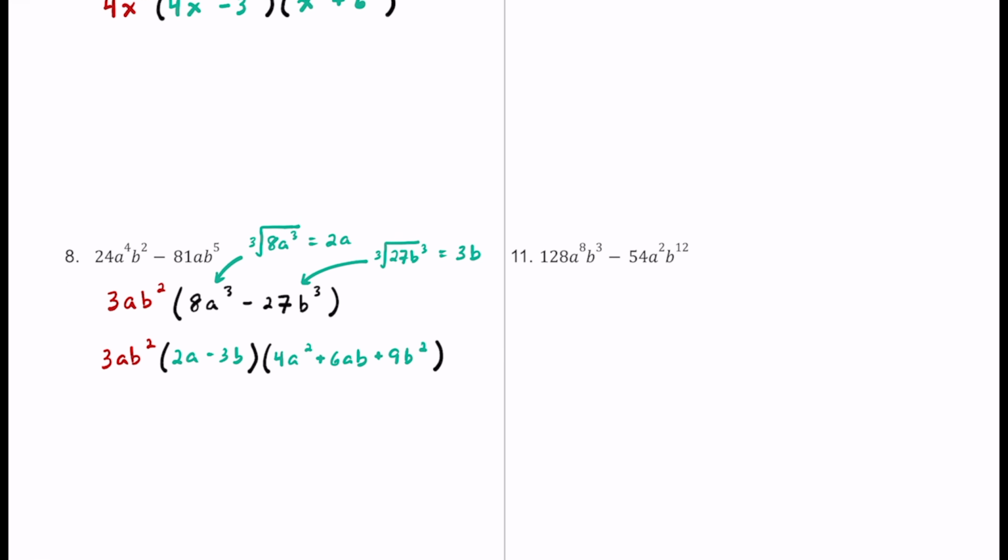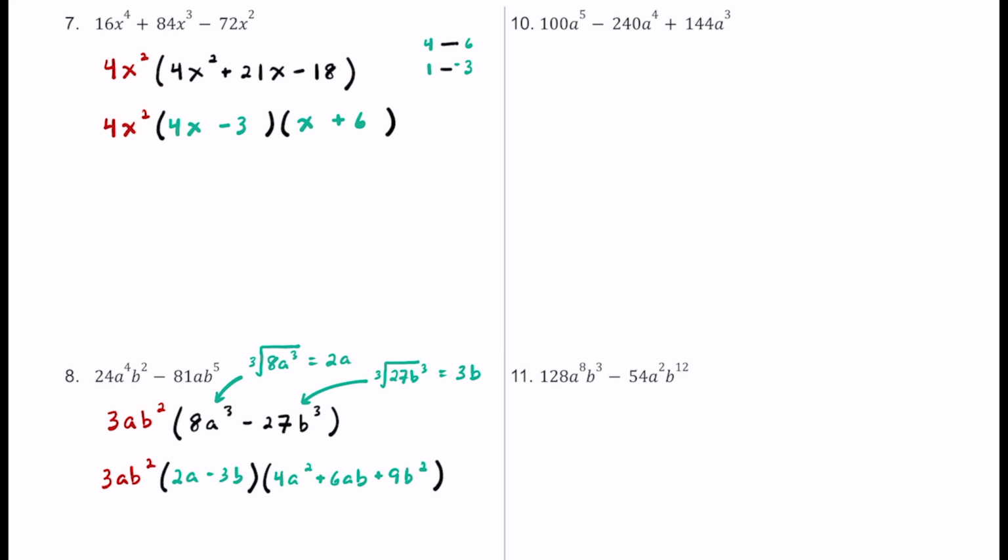For number 10, we have this 100a to the 5th power minus 240a to the 4th power plus 144a to the 3rd power. Now looking at all three terms, I know I can divide them all by 4, but maybe there's something bigger. I'm not sure, but I'm going to start with 4, and then if I notice anything else, I will then factor again, but hopefully this takes out everything we need. And it looks like they all have 3 of these a's, so I'm going to factor out 4a cubed.